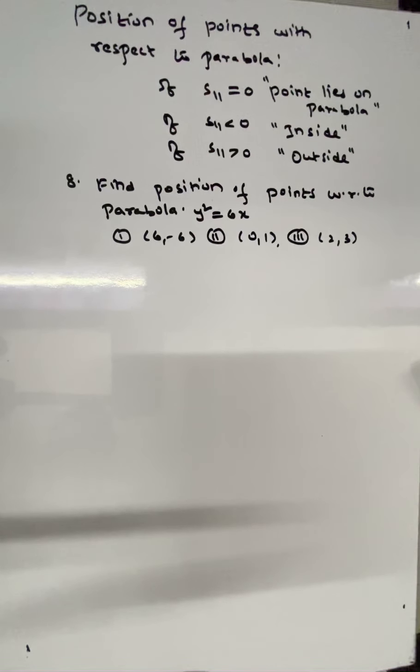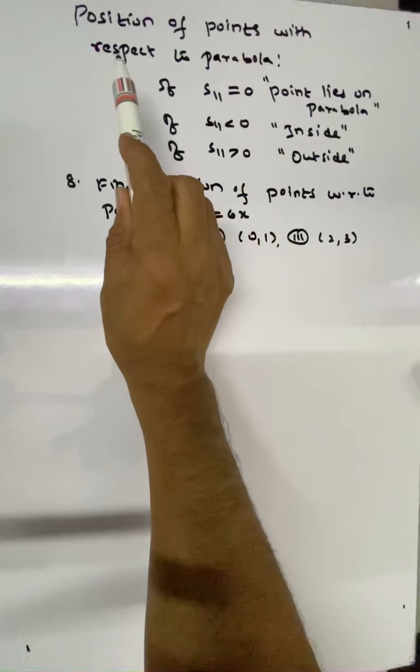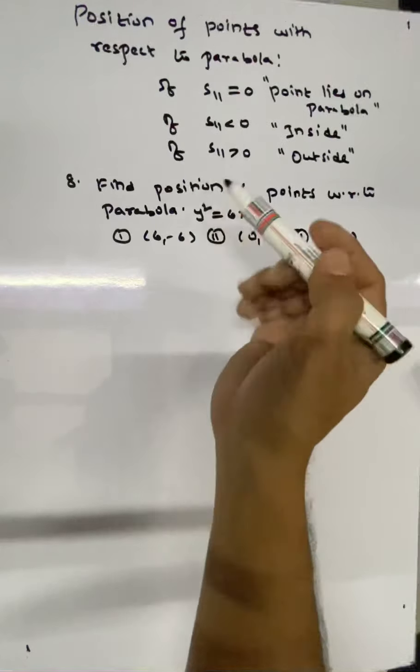So till now we have discussed 7 questions of parabola. Now we are discussing the 8th one. To do the 8th question, you have to remember these points: the position of points with respect to the parabola.